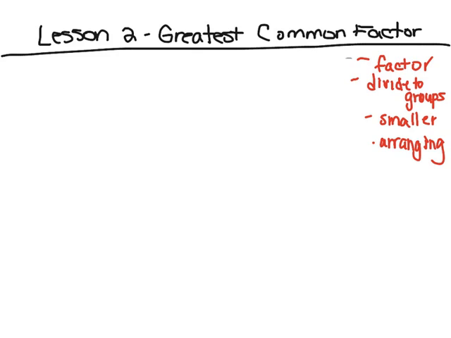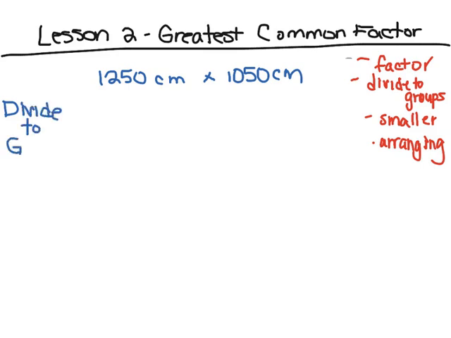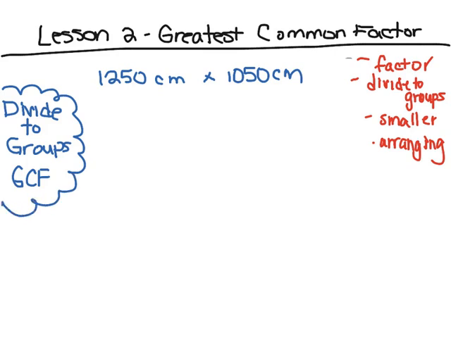So here's our example. You are making a quilt that is 1,250 centimeters by 1,050 centimeters. You want to cut the fabric so that each quilt patch is the same size square. What is the largest possible patch you can cut? So because you're dividing into groups, we know that this is a GCF problem. I would even write that down so you know for sure that it's GCF and you know your reason why. So we're going to find the GCF of these two numbers.